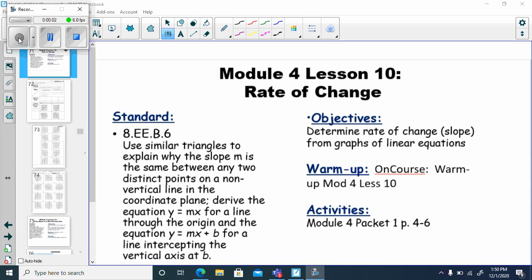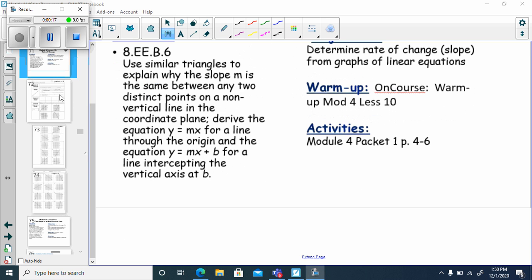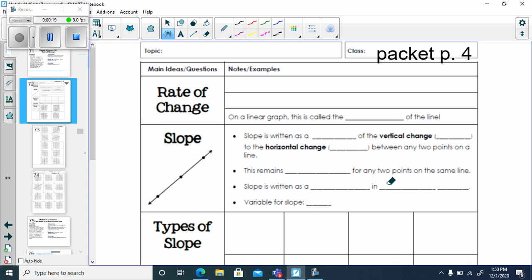This is Mod 4 Lesson 10, rate of change, which is just another word for slope. Okay, so what we're going to be doing here is we're doing the same thing. We are going to be determining the rate of change, or the slope, for graphs of linear equations. Let's start here. Determine the word rate of change.